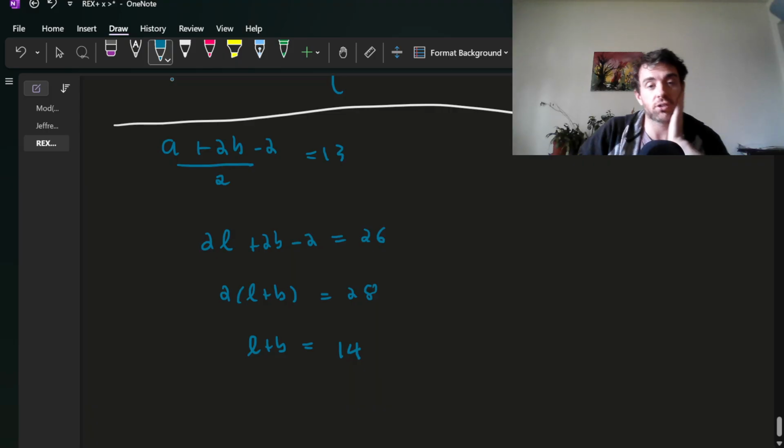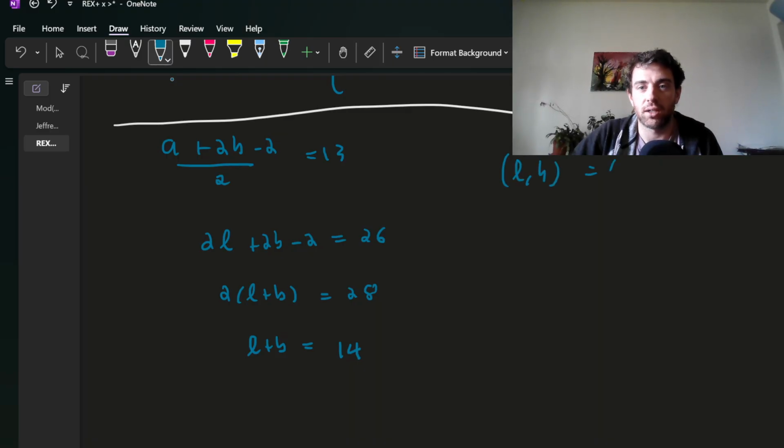And so all we need to do is find a pair of integers that sum to 14, where, of course, we need both L and B to be positive integers. And so certainly this is possible, right? Let's just pick the easiest one that comes to mind: L and B to be 7 and 7. So that means that A itself would be 14 and B would be 7.